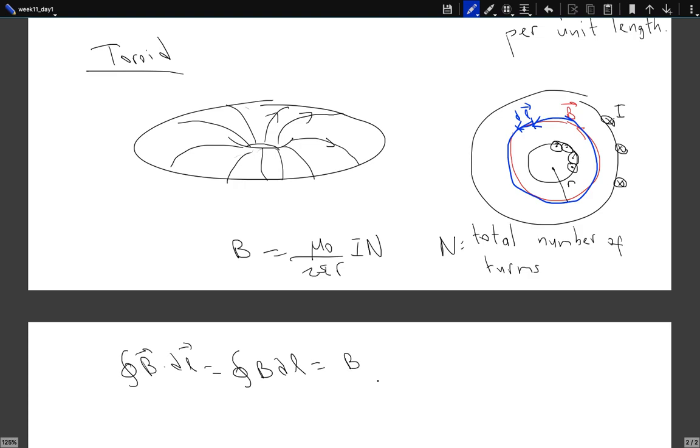What remained was just the magnitude of the magnetic field times 2 pi r, which has to be equal to mu0 times I enclosed. This time we have n wires inside my loop, and each one of them carries a current I. So this gave us B equal to mu0 over 2 pi r times I times n.